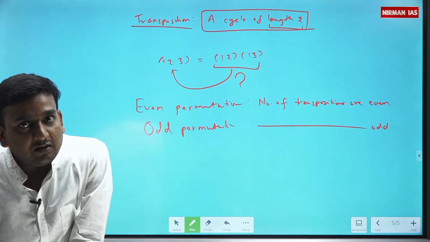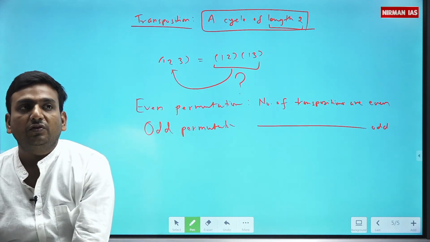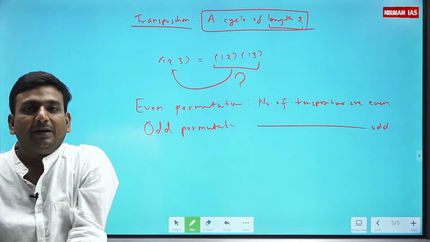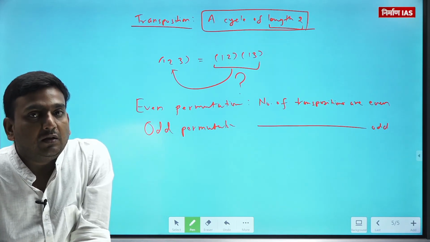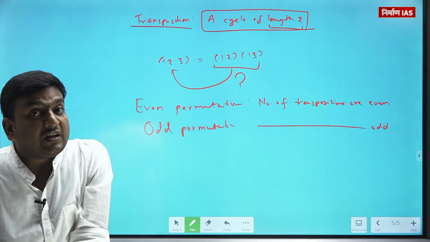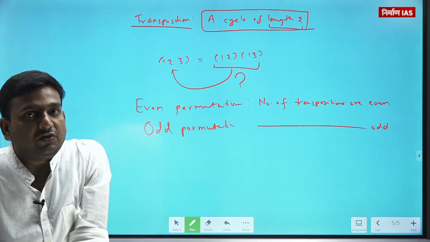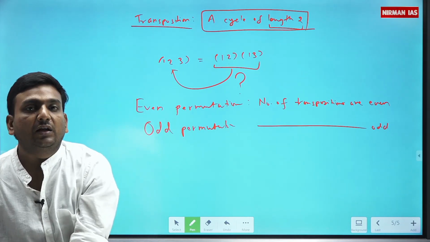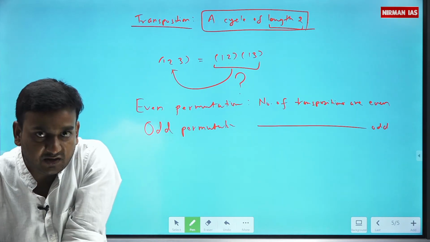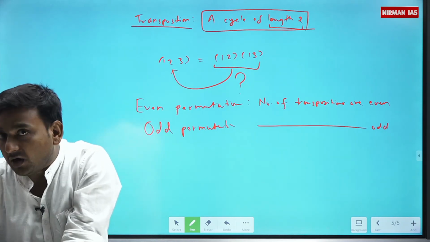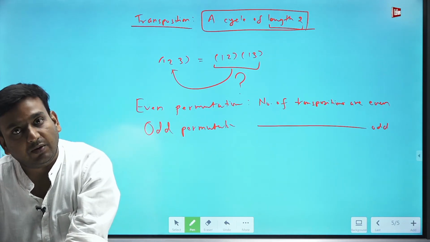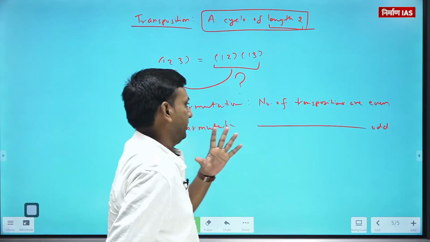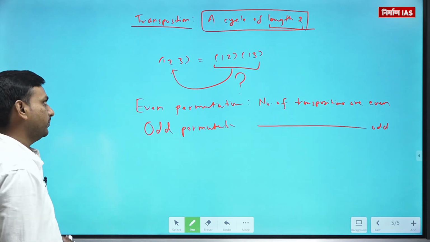So what does it mean, dear? It means you have to first represent the given permutation. Please note it down. If a permutation is represented in cycle form or cyclic decomposition and the number of transpositions is even, then that permutation is called an even permutation. What are transpositions? Cycles of length 2. If the number of cycles of length 2 is even, then it is an even permutation. If odd, then an odd permutation. Is it clear up to here?